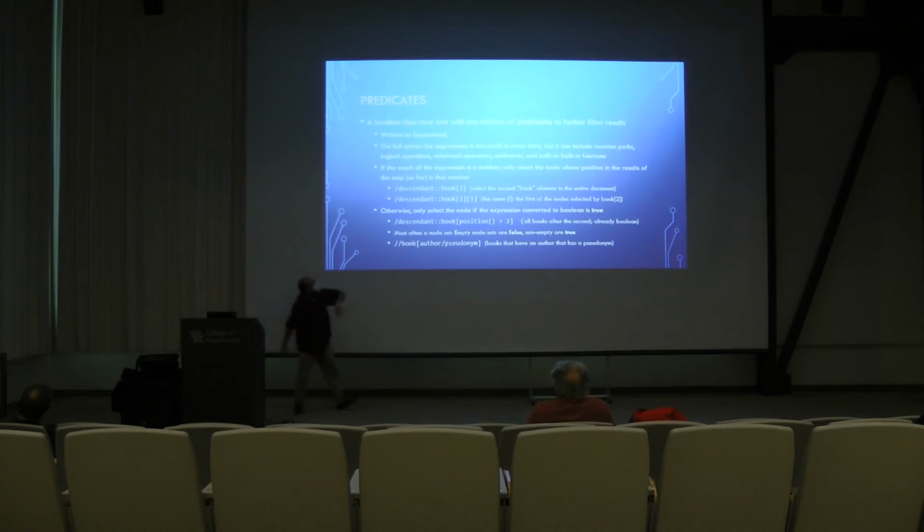So find all the books whose position is greater than 2, which would be all the book nodes after the one that we selected in the previous query. Or I could say even something more complicated like position() greater than 2 and position() less than 5 to find books 3 and 4. Or I could use greater than or equal to and so on.